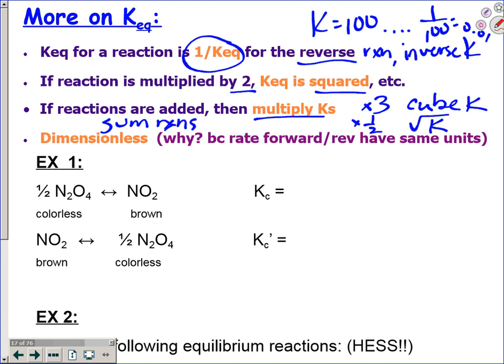Okay. So what is the K expression for this first reaction, or this first example? Concentration of nitrogen dioxide to the first power divided by N2O4 to the 1/2 power. Okay. What is the second expression?